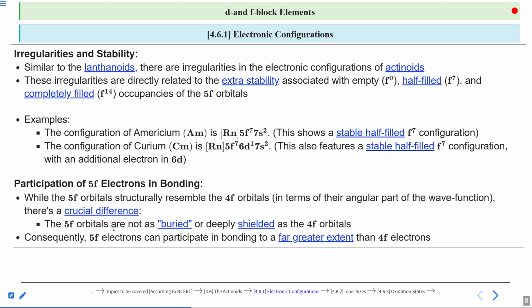And consequently, the 5f electrons can participate in the bonding to a far greater extent than 4f electrons. Inner electrons shield outer electrons from the nucleus's positive charge. So 4f orbitals are more shielded by inner electrons, so they are less likely to participate in the bonding compared to the 5f electrons, and that's why it causes greater accessibility of 5f electrons for the bonding. So 5f electrons can participate in bonding to a far greater extent than the 4f electrons.